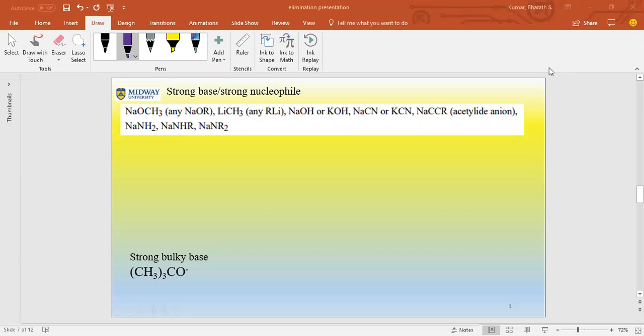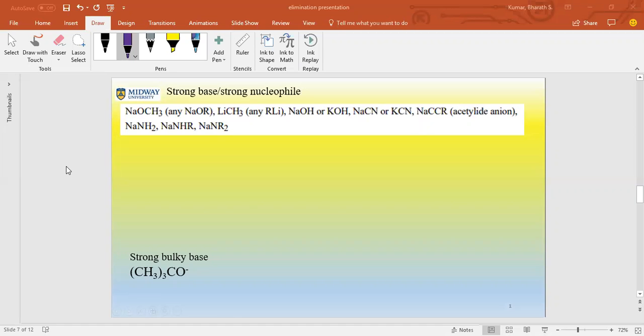Welcome back. Having looked at the criteria and the mechanism for E1 and E2 and a little bit of knowledge about the type of solvents and the type of reactions they favor, let's actually look at some examples of what constitutes a strong base or a strong nucleophile. Now, if you notice one thing in all of these, they all have a metal attached to them.